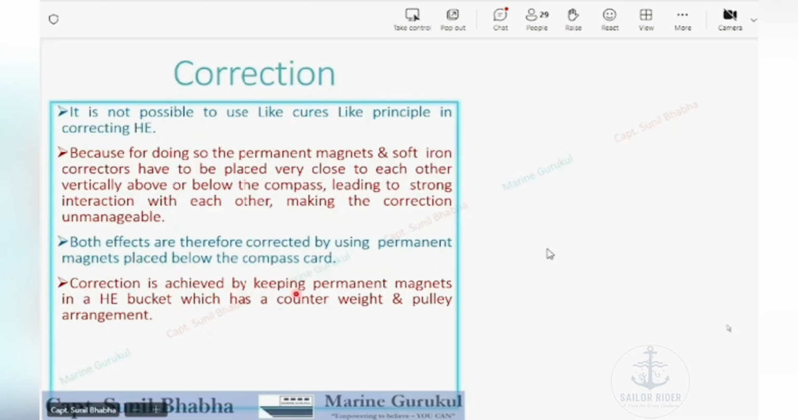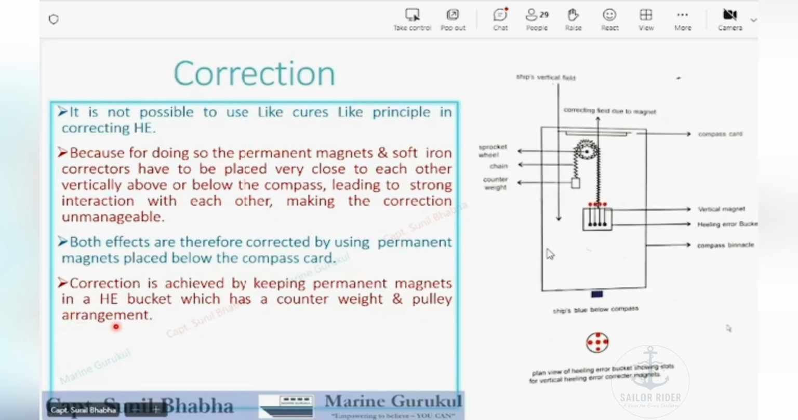Correction is achieved by keeping the permanent magnets in a heeling error bucket, which has a counterweight and pulley arrangement. Let me show you in the diagram. You can see the diagram of the heeling error corrector. We see we have the compass card in this particular location. And this is the binnacle. We have a permanent blue pole. You see ship's blue pole below the compass. In the previous slide example, we saw that there was a blue pole exactly below the compass.